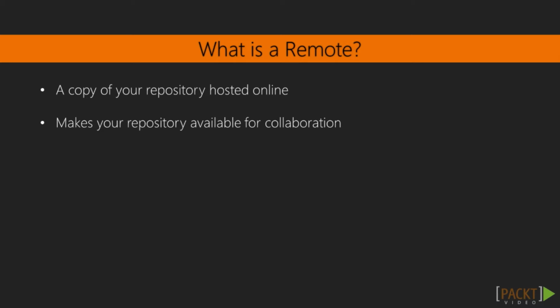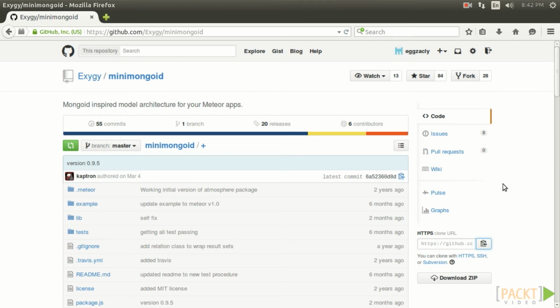Your local repository can link to as many remotes as you want, but in any collaborative environment, there will be one main remote that is the effective central repository, where everyone's changes eventually merge together. So how do we get one? If we're using GitHub, there are a couple of ways to do it.